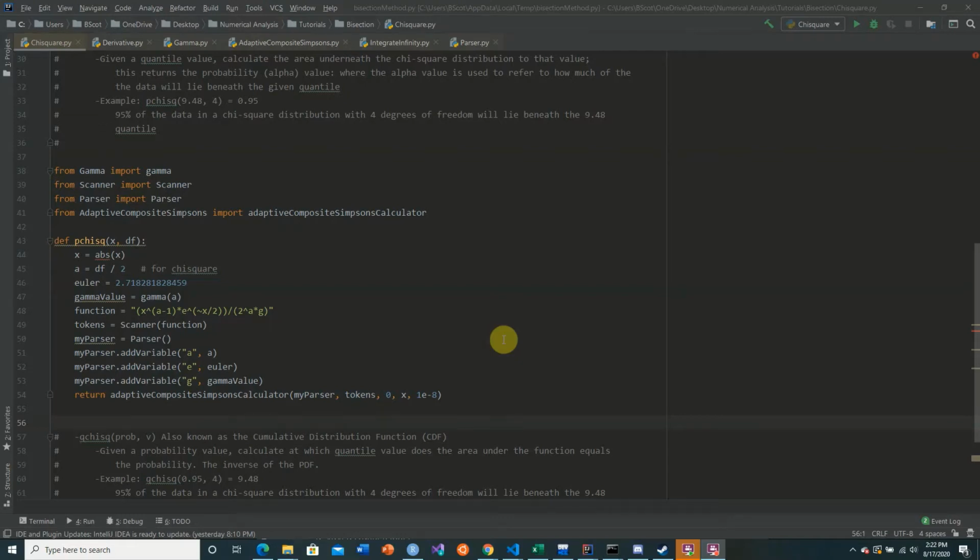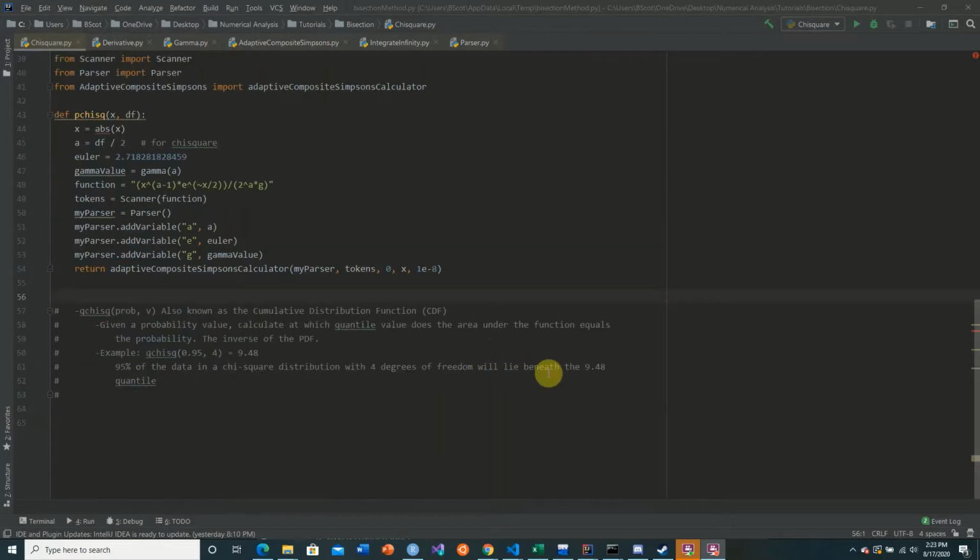Welcome back to this tutorial series on implementing numerical methods in Python, and in today's video we're going to be finishing up going over the chi-square distribution. In the previous video we went over the p-chi-squared function and how to derive it and how to calculate it, and in today's video we'll be going over the q-chi-squared function where you give it a probability and a degrees of freedom v. It is known as the cumulative distribution function, the CDF.